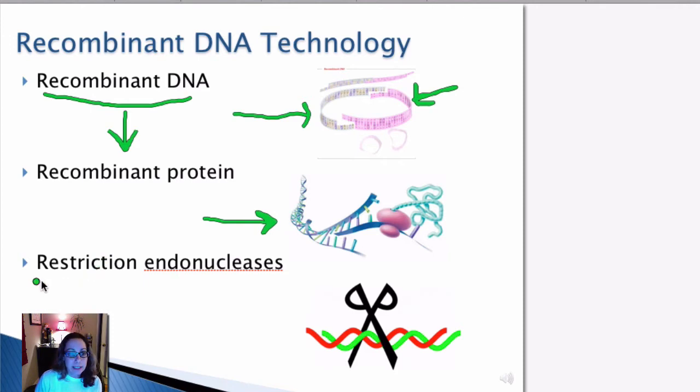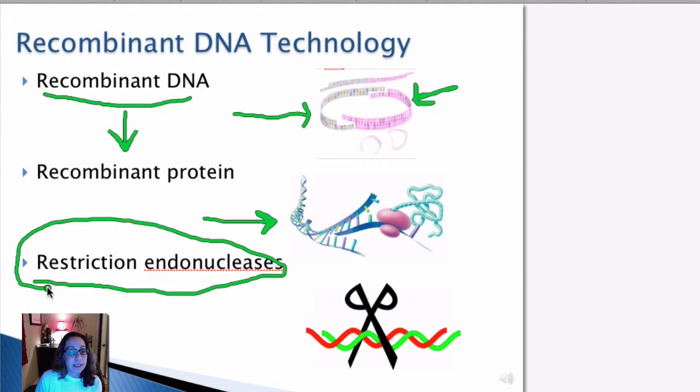Now, the key for recombinant DNA technology is something called restriction endonucleases or restriction enzymes. And basically what restriction endonucleases are, they are molecular scissors. These are enzymes that will go in and cut DNA at very specific sequences. And without restriction endonucleases, we would not have recombinant DNA technology.